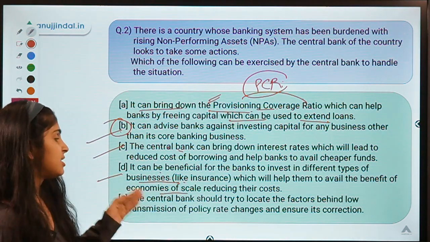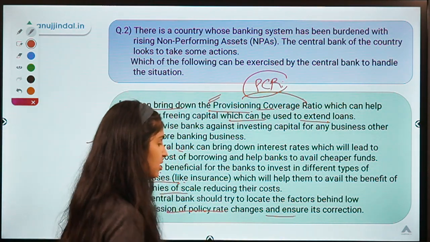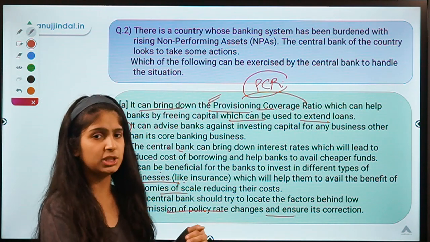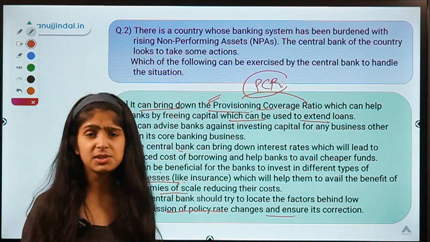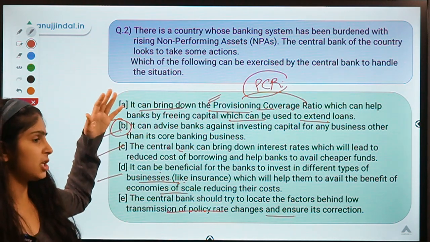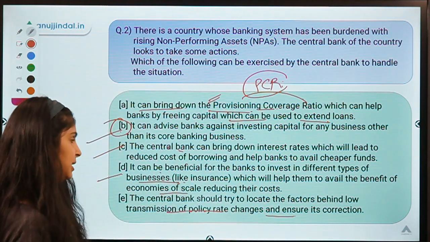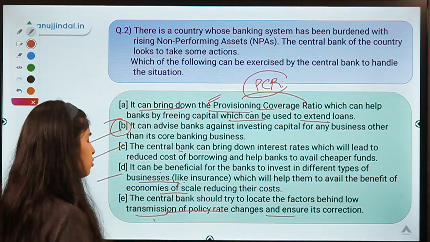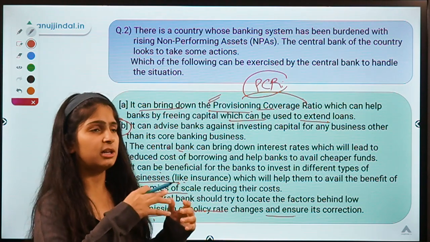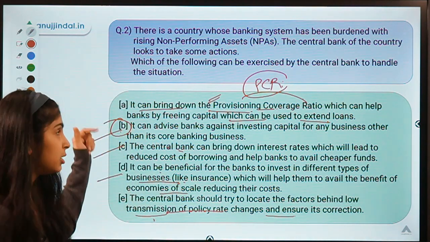And the last option E says the central bank should try to locate factors behind low transmission of policy rate changes and ensure its correction. So transmission is low in the economy. Whatever changes are being made by the central bank are not being passed on to the borrowers. Usually this is one major problem for the central bank. But here we are talking about what is going to be helpful in fighting or controlling the problem of NPAs. Usually low transmission is looked at when central banks want their rate cuts to be transferred in the economy, or they want to boost the economy. But here the central bank wants to control NPAs.